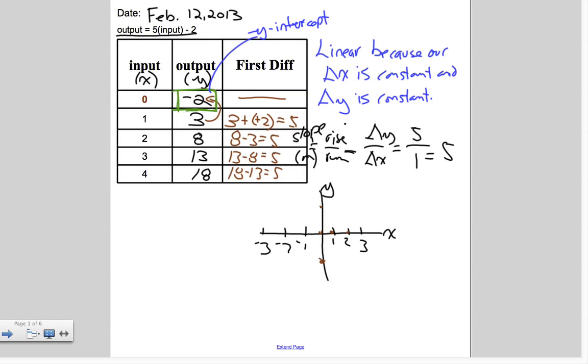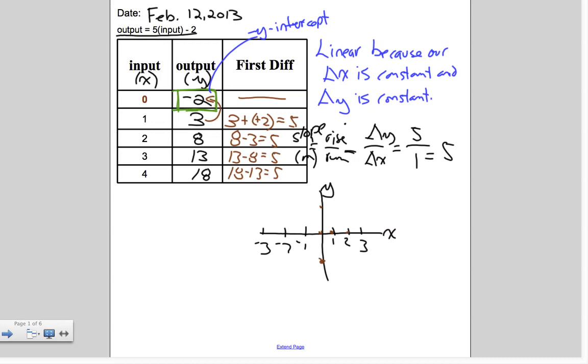In fact, we learned way back in the first unit, the first lesson, if our line goes through the origin, what kind of relationship is that? Direct, right? It's a direct relationship, or direct variation, thank you. Right, so if it goes through the origin, that's direct variation.